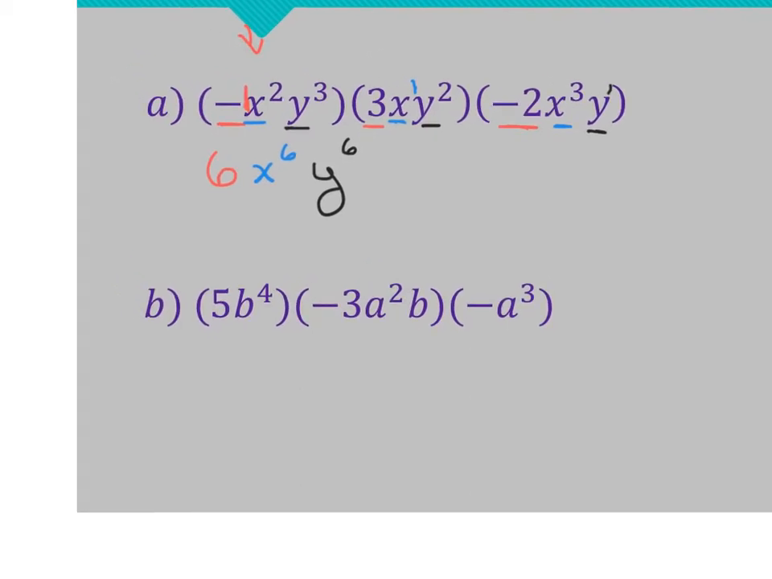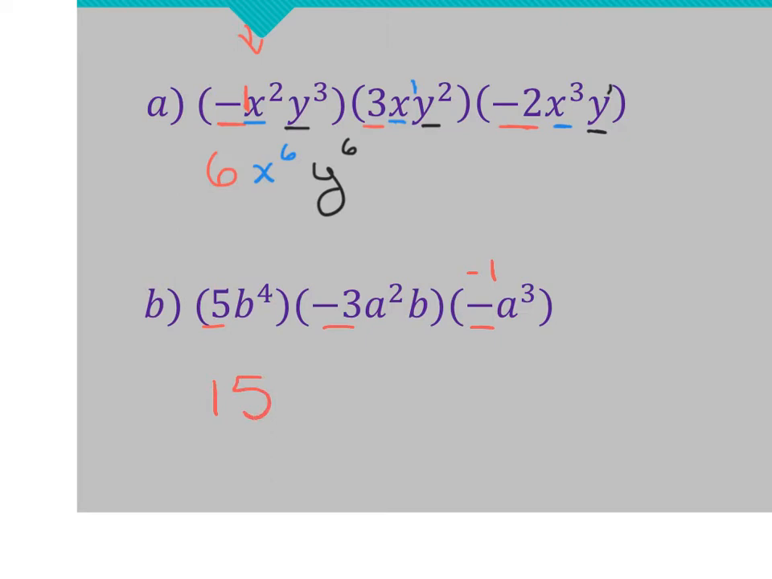Let's try the next one. Again, this one, I can assume that this is really like a -1 in front. 5 times -3 times the -1 gives me +15.